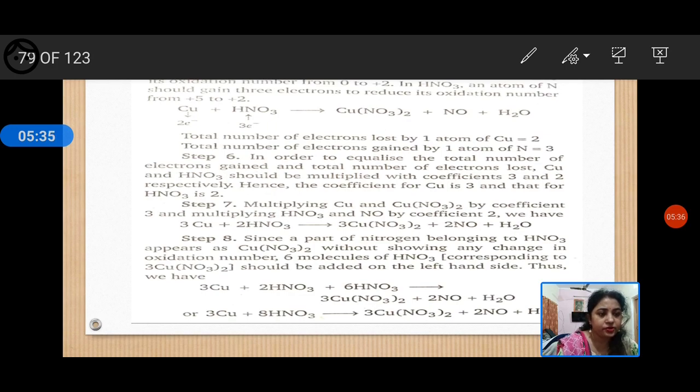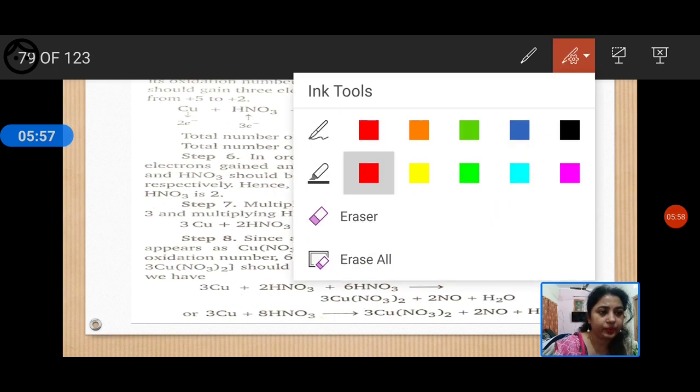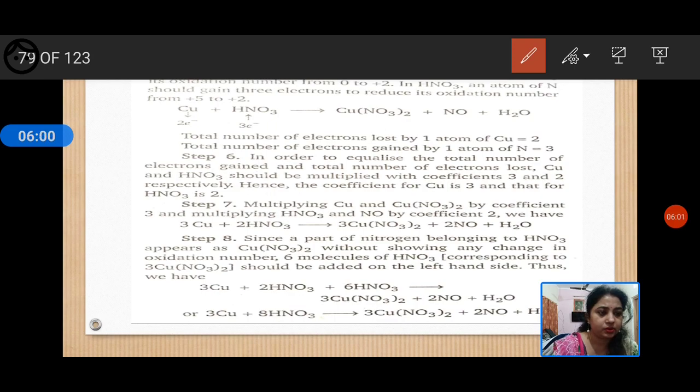Since a part of nitrogen belonging to nitric acid appears as copper nitrate without showing any change in oxidation number, 6 molecules of HNO3 should be added on the left hand side. Here we can see that nitrogen is at 2 places, here and here, but this nitrogen is not showing any change in the oxidation number, only this nitrogen is showing.